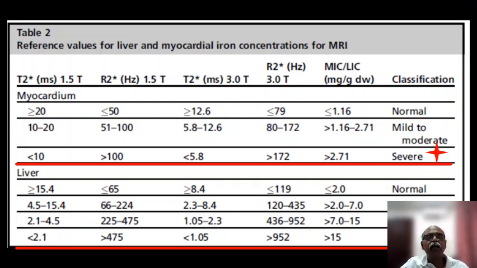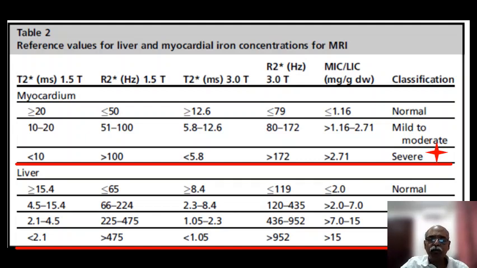you can see here, if it is less than or equal to 2, it is normal. If the LIC, that is milligram of iron, if liver iron concentration is 2 to 7, that is mild hepatic iron overload. If liver iron concentration is 7 to 15, it is moderate hepatic iron overload. And if it is more than 15 milligram of iron per gram of dry weight of liver, more than 15, severe iron overload.